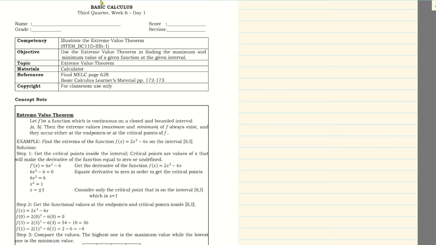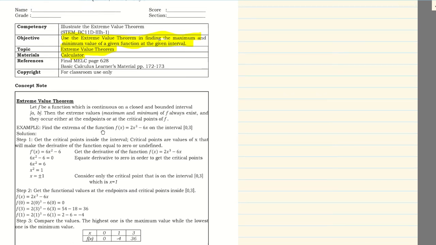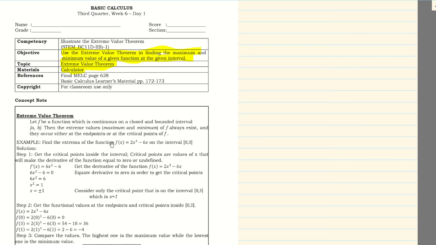Basic calculus week 6 day 1. Today you will learn about the use of the extreme value theorem in finding the maximum and minimum value of a given function at a given interval. Okay, so this is the topic of the extreme value theorem. You only need a calculator according to this LAS, or the learning activity sheet. I will not explain the extreme value theorem anymore because you have your module, you can read about it. I will only explain the example.